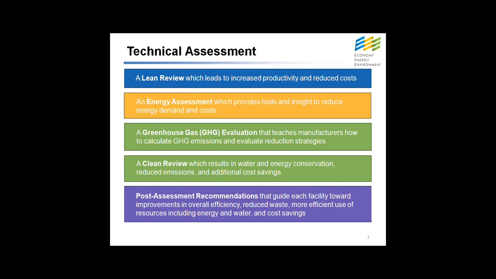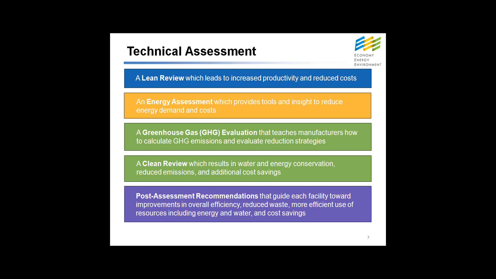The lean review, which obviously comes out of Commerce and the MEP program. The energy assessment comes out of Department of Energy and their industrial assessment centers. The environmental clean review and the greenhouse gas evaluation comes out of EPA and a lot of our P2 practitioners out in the field. All these elements, very similar to the work that Anahita just referenced, are combined into one technical assessment, one assessment that says, here are all the different types of information and opportunities that you can take advantage of.